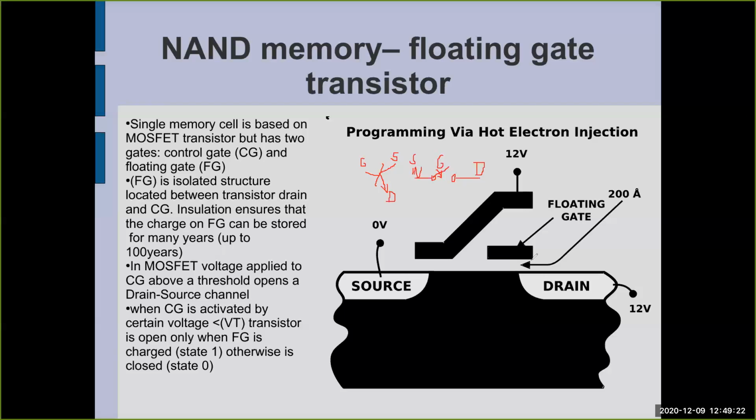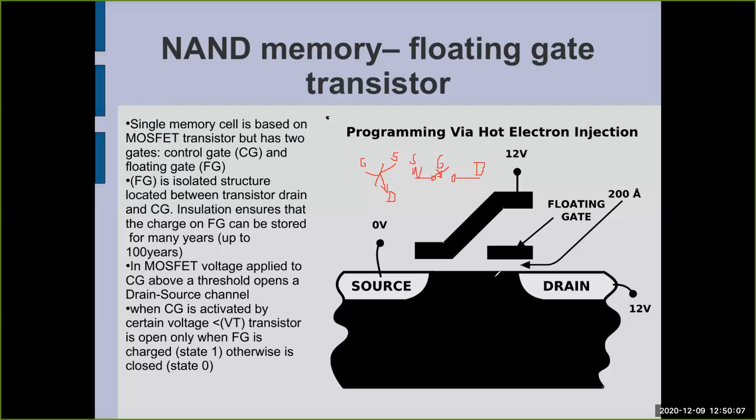So in this case, when the floating gate is charged, it's enough to put here a voltage which is below threshold, because this potential and this potential sum up, and in this case, the transistor will conduct. If the gate is discharged and you put here an under-threshold voltage, this transistor will be closed, so it will not conduct.